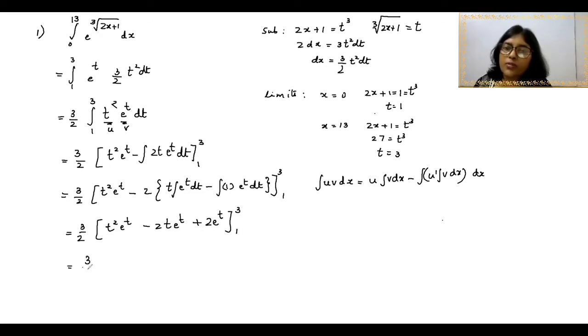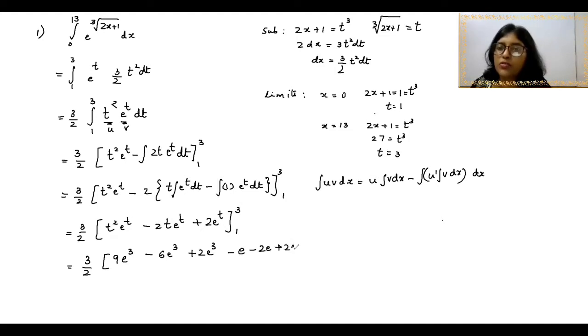So it is 3 by 2, t square is 9, 9 e cube minus 6 e cube plus 2 e cube. We are putting the upper limit, for 3. Now the lower limit: e raised to 1, 1 into e raised to 1 minus 2e plus 2e. After putting the values, for the lower limit we know upper limit minus lower limit, so I put a bracket for that. You simplify this, see how much it is. It's 5e cube minus e.